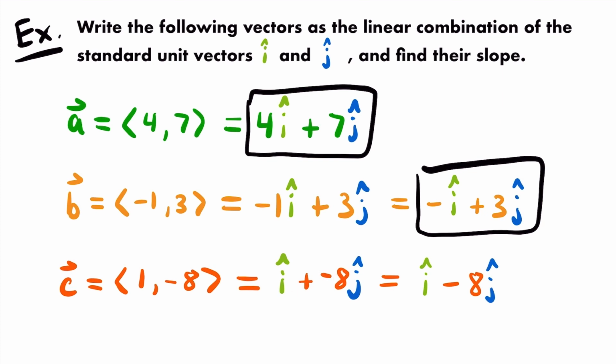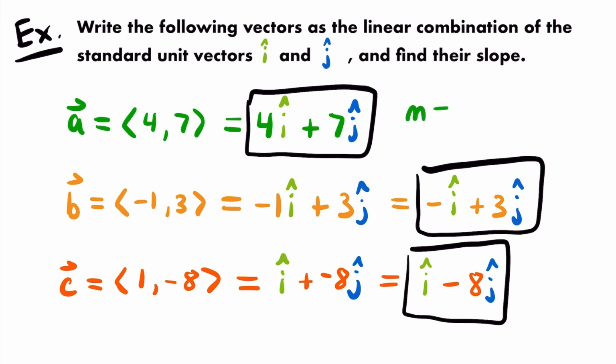All right, adding a negative number is the same as just subtracting it. And so this is the linear combination of standard unit vectors that represents vector C. Okay, so now we completed the first part of this example. We have rewritten all of these vectors using the standard unit vectors, but we also want to find the slope of these vectors. And to do that, all we have to do is take the coefficient of j and divide it by the coefficient of i, because the coefficient of j represents the y component and the coefficient of i represents the x component. And remember that slope is rise over run, or the y direction divided by the x direction.